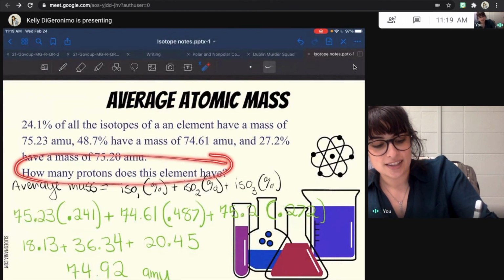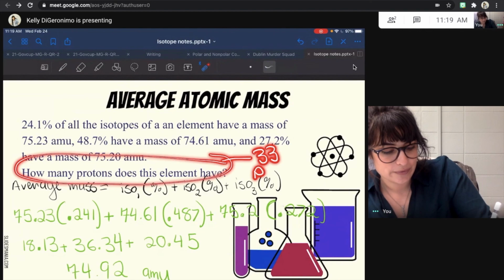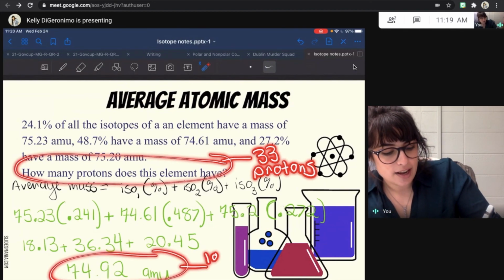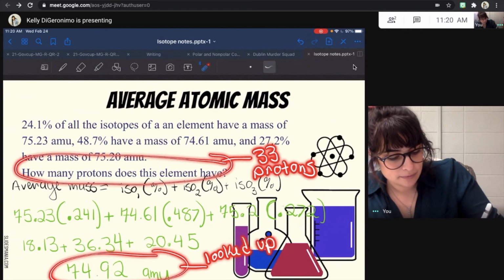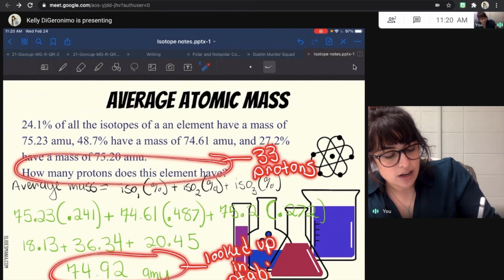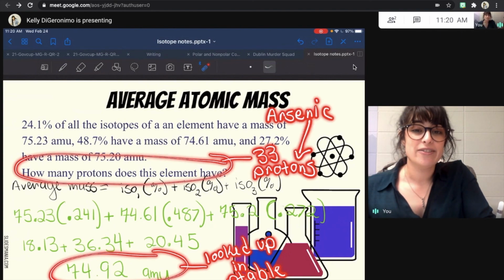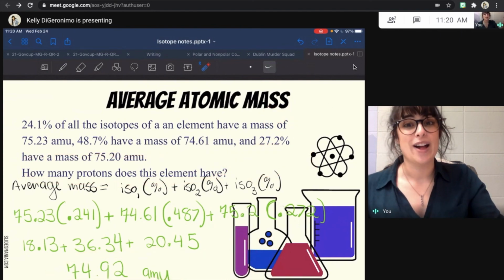How many protons does this element have? It has 33 protons. How do we know that? We calculated its average atomic mass, and we looked it up in the periodic table. And we found out that we were talking about arsenic the whole time. And how many protons does arsenic have? 33. What a wild ride.